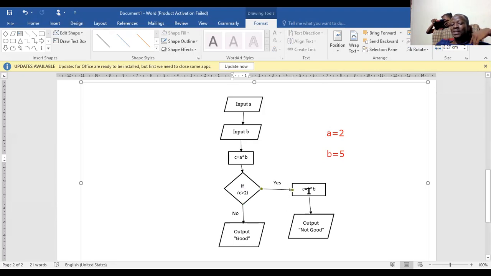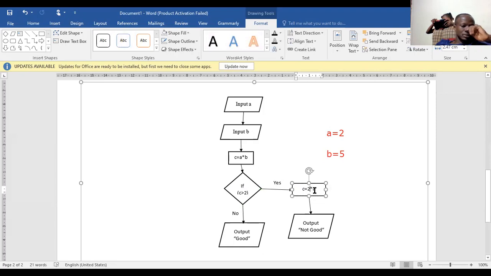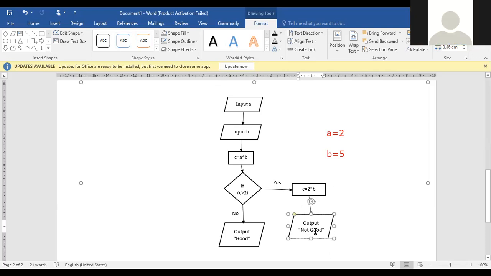Then it will now multiply 2 times B, which is 2 times 5, 10. Wait, so C is equal to what? C will be equal to 10, right? Where does it go from there? The output: not good. It says not good. So the computer is going to tell you not good. It's not going to say C is equal to 10. It's not going to tell you that.